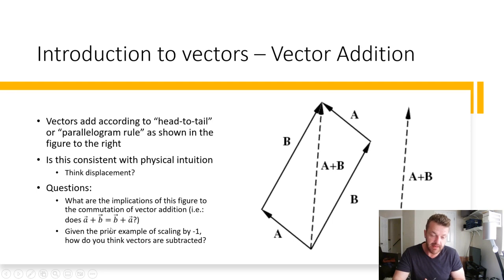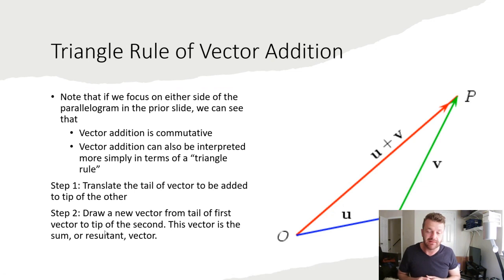And if you think about what I'm asking you here, given the prior example of scaling by -1, how do you think vectors are subtracted? Well, what if you were to try to write, instead of A plus B, A minus B? Remember that all multiplying B by a minus will do is not change its magnitude at all. It will just rotate its direction by 180 degrees. So that's how you actually subtract vectors. You don't have to learn anything new. You just take the vector that you're subtracting, you scale it by -1, which will rotate it by 180 degrees, and then you do your standard addition.